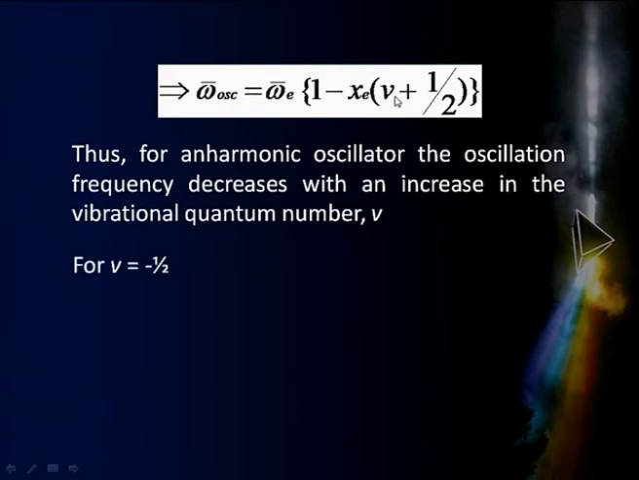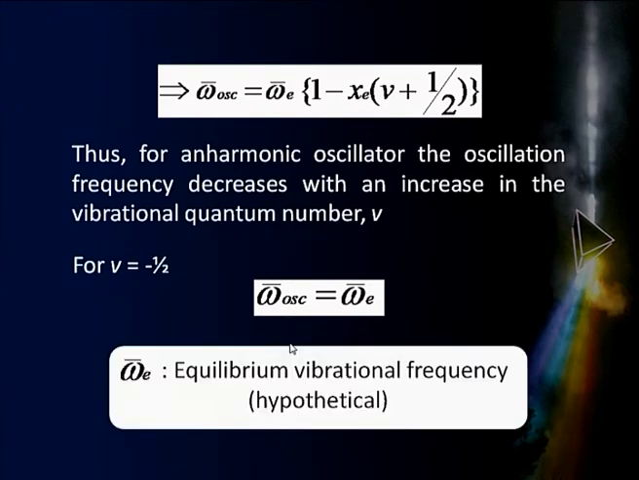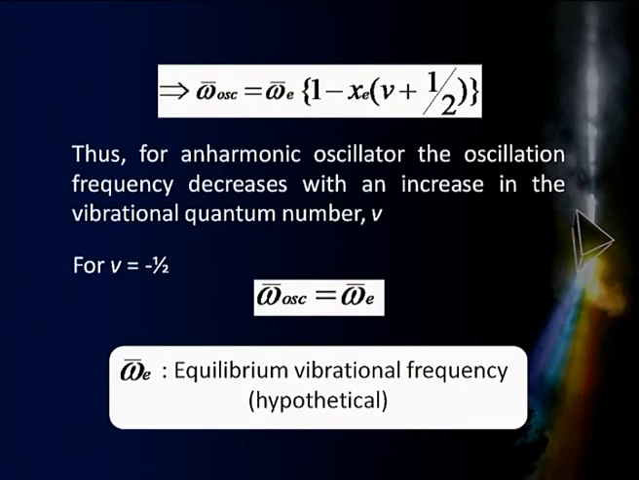If I take V to be minus 1 by 2, this gets cancelled out, it becomes 0. When this becomes 0, what do I get? I get omega oscillation equal to omega e. So, this omega e is called the equilibrium vibrational frequency. It is a hypothetical term because you cannot have V equal to minus half, as per quantum mechanics, V has the value of 0, 1, 2, 3 and so on and so forth. I am just taking it hypothetically. If my V happens to be minus 1 by 2, that will be called the equilibrium oscillation frequency.